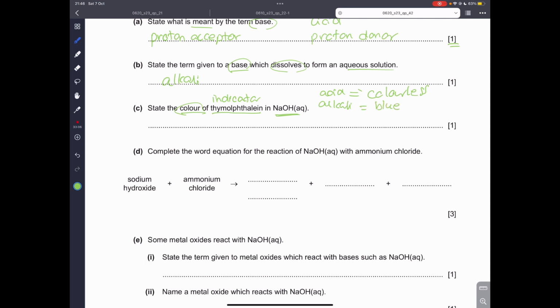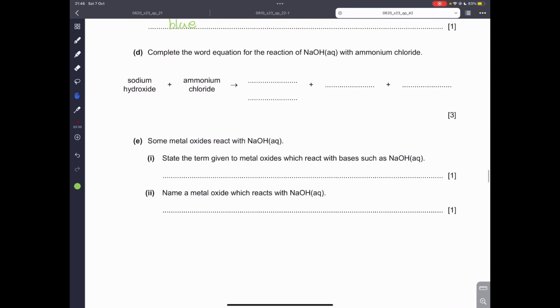Previously, before Cambridge changed the syllabus, they used phenolphthalein, which is basically the same in acid, but in alkali, it would turn pink in phenolphthalein. But this year, they have started using thymolphthalein, so you have to say that the color is blue in alkali. Number D, we have to complete the word equation for the reaction of sodium hydroxide with ammonium chloride.